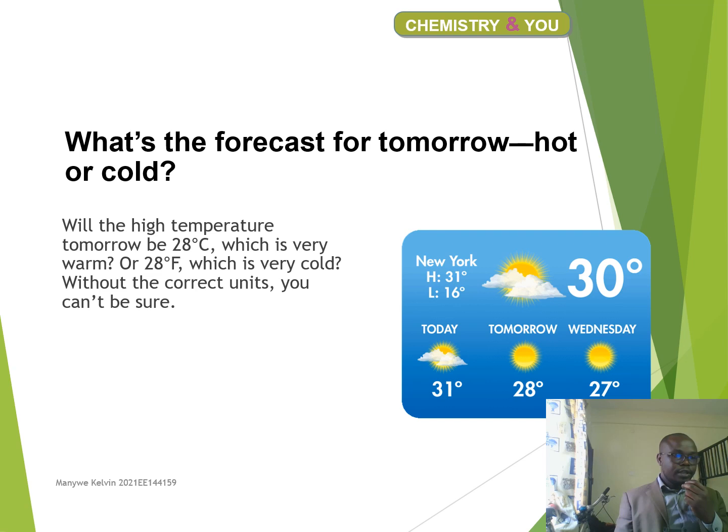On the second slide, we have the weather forecast. When you're doing a weather forecast, we look at the temperature and the amount of rainfall we expect. The temperature can be measured in degrees centigrade or in Fahrenheit. For example, you look at New York, the highest temperature expected is 1 degrees, the lowest temperature expected will be 16 degrees. That's it for today.